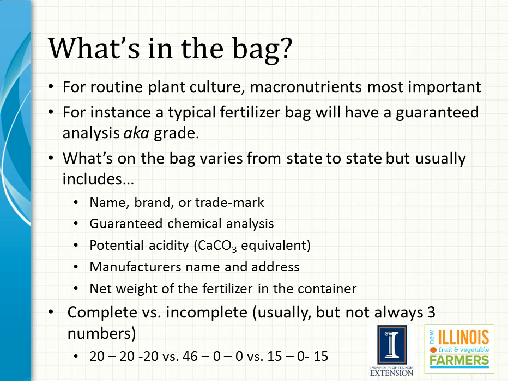Generally, most fertilizer manufacturers are concerned with the macronutrients. Most containers of fertilizer will have a guaranteed analysis or grade of the nutrient content in the container. What's actually printed on the container varies from state to state, but generally includes the name brand, guaranteed analysis, potential acidity, manufacturer's name and address, and the weight of the fertilizer in the container. Fertilizers are further categorized as complete, meaning the fertilizer contains all three macronutrients, nitrogen, phosphorus, and potassium, or incomplete, meaning one or more of those nutrients is missing.